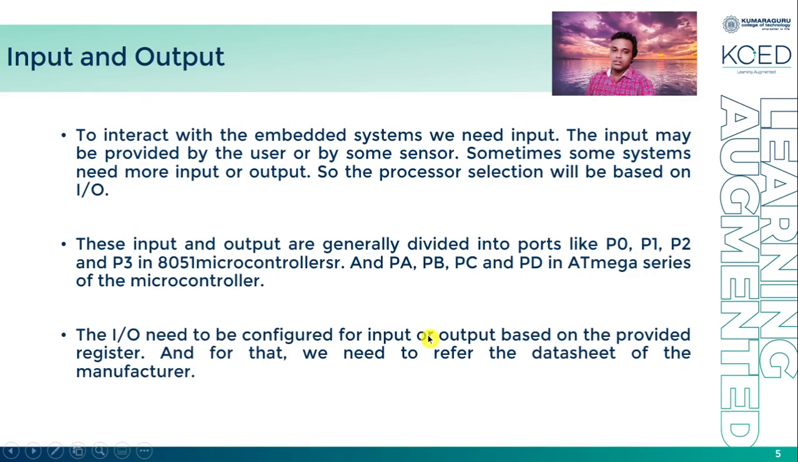To interact with an embedded system, we need an input. The input may be provided by the user or by some sensors. Sometimes some systems need more input or output, so the processor selection will be based on the IOs. These inputs and outputs are generally divided in terms of ports, and they are given different names for different controllers and processors. In certain 8051 based microcontrollers, they are indicated as port 0, port 1, port 2, port 3, and for the Atmega series as port A, port B, port C.